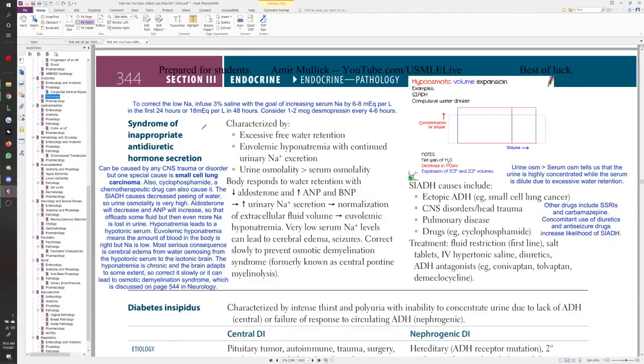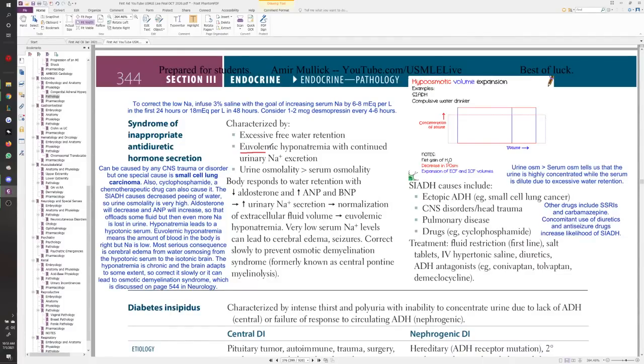So look at what happens in SIADH, right? You got a person with a lot of water retention because they have too much ADH, antidiuretic hormone, so they're retaining all their water. All that water retention makes them have normal volume though. This is the most significant thing in these people. They're gonna be euvolemic.